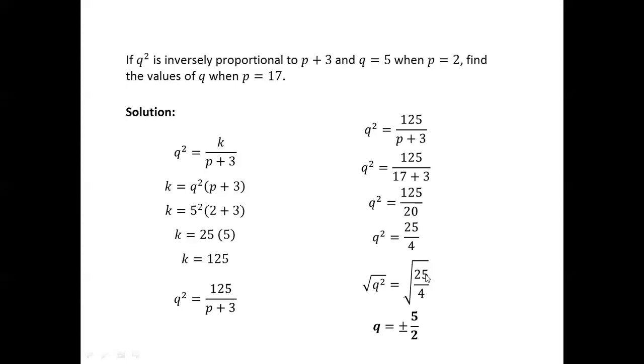Notice that both 25 and 4 are actually perfect squares. So this means that when the value of p is 17, the q value can either be positive 5 halves or negative 5 halves.